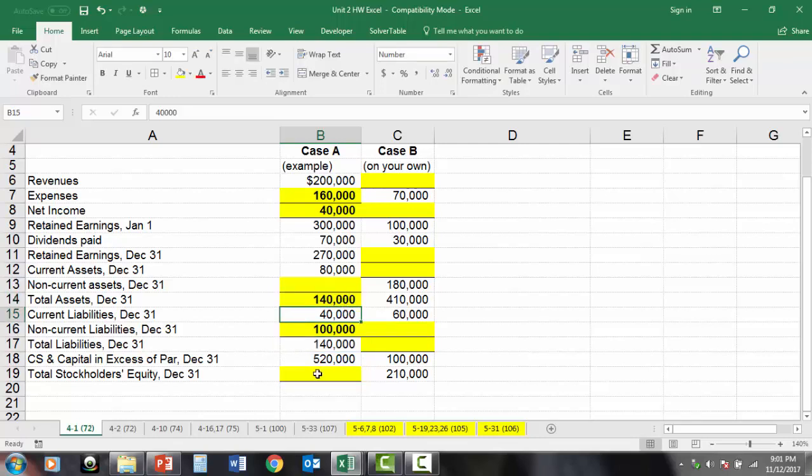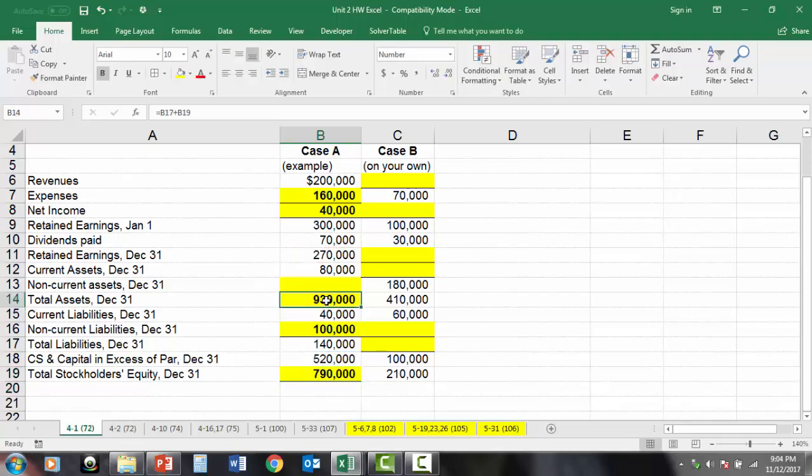Right now, I have to figure out equity first to make sure I get this right. So let's work on that. For total stockholders' equity, this one's a little tricky. I know that consists of my capital in excess of par plus my end of period retained earnings. So if I add those together, that should give me my total stockholders' equity.